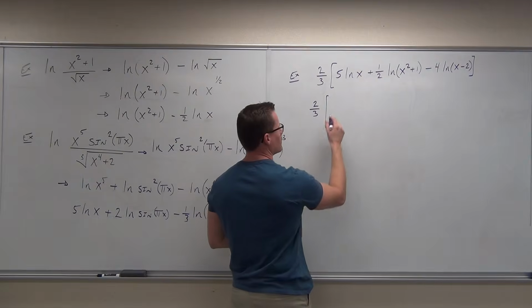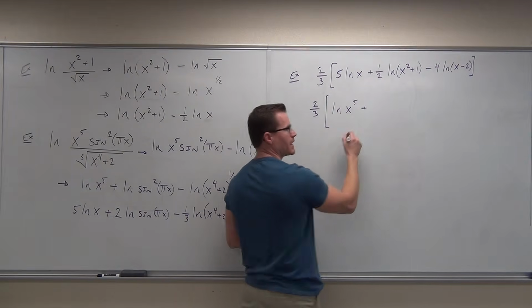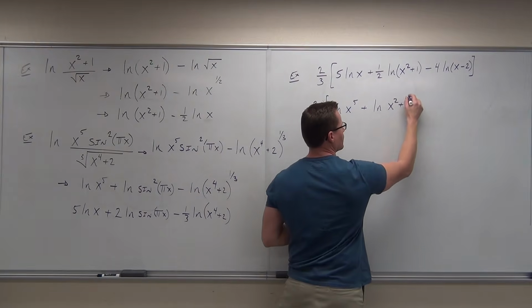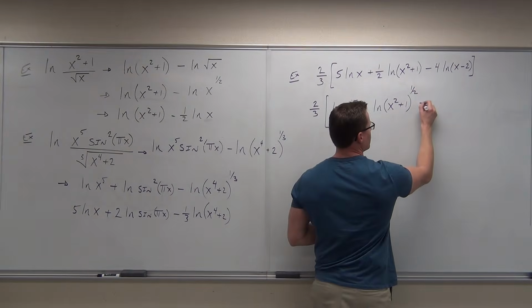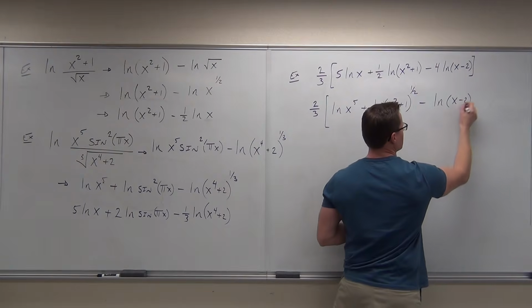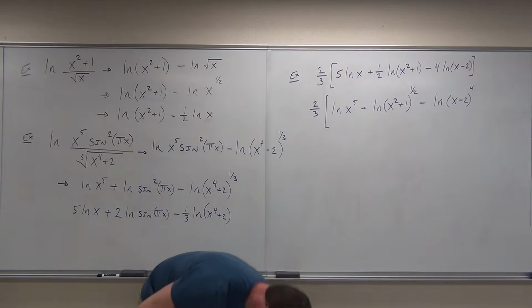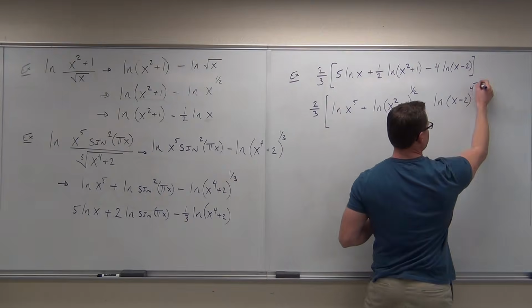So inside of our bracket here, we've got an ln of x to the 5th. We've got an ln of (x squared plus 1) to the 1/2. We've got a minus ln of (x minus 2) all to the 4th power. And I'll finish the frame.